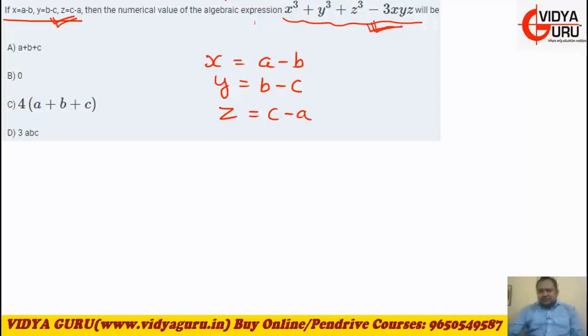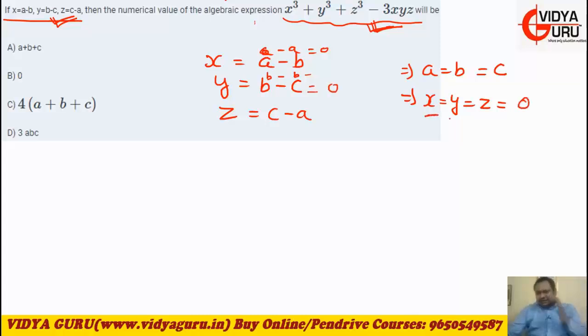So what is given is also symmetrical, what you have to find is also symmetrical. So you can easily assume that the variables involved here are equal. So you can assume that a is equal to b is equal to c, and similarly x will also be equal to y will also be equal to z, and it will be equal to 0 because a minus b can be written as a minus a, so a minus a is equal to 0. b minus c can be written as b minus b because c is also equal to b, so that is 0. So all these terms are equal to 0. x is equal to 0, y is equal to 0, z is equal to 0.